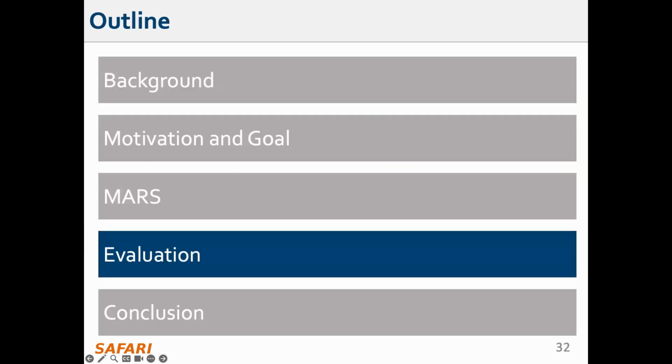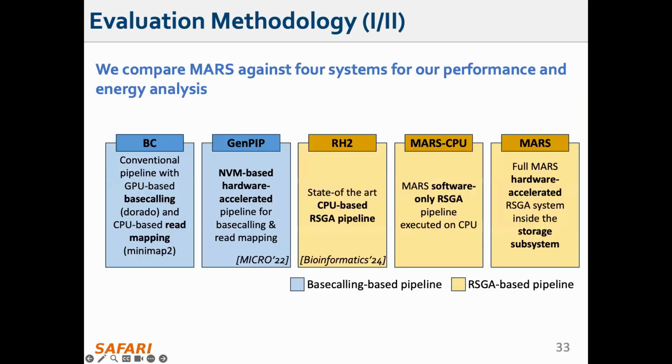Let's now have a closer look into our evaluation results. So we compare our Mars design against 4 other state-of-the-art systems for performance and energy analysis. We use 2 baselines that are based on the base call-based pipeline, and then 2 that are based on the RSGA pipeline. The base call-based pipeline is first a conventional pipeline that uses GPU-based base calling with a Dorado-based caller, and then CPU-based read mapping with Minimap2. And then we also use a hardware-accelerated pipeline that uses the GenPIP design. That's a design that's based on non-volatile memory hardware acceleration, also for base calling and read mapping.